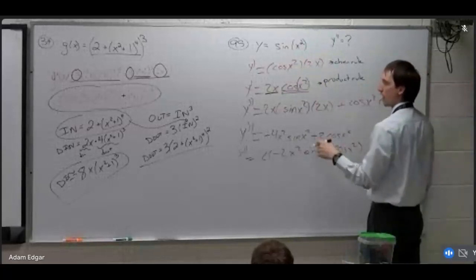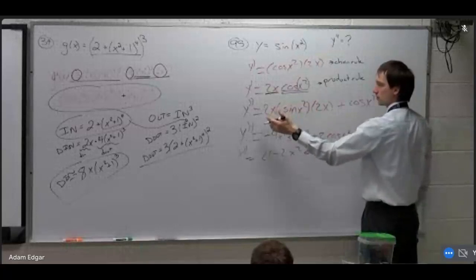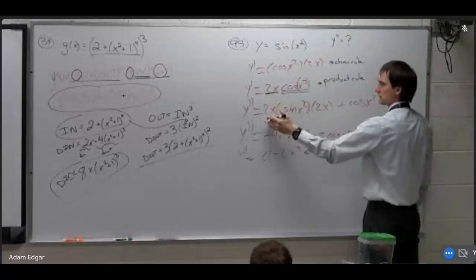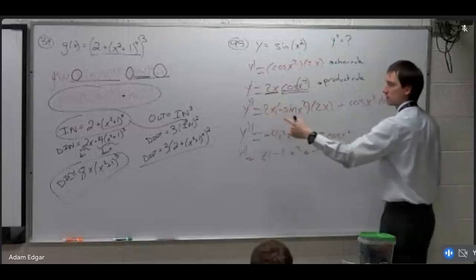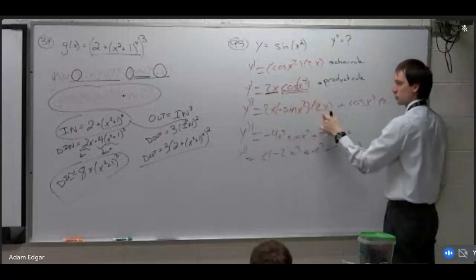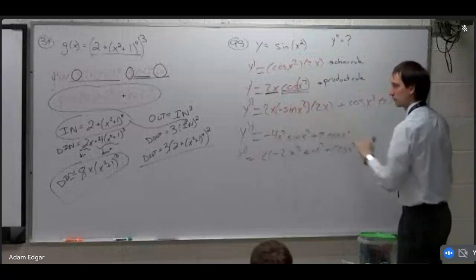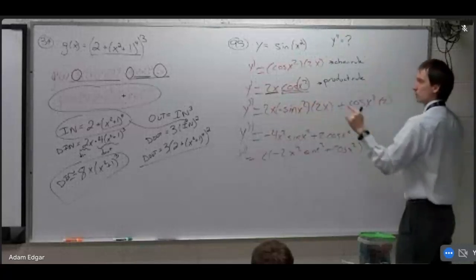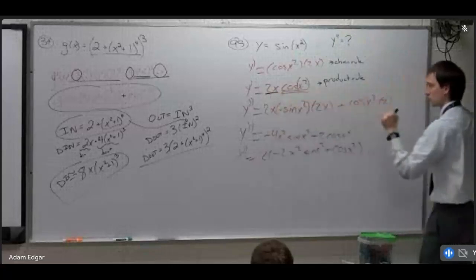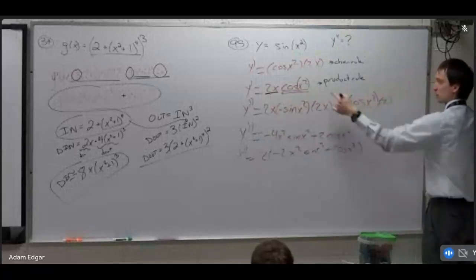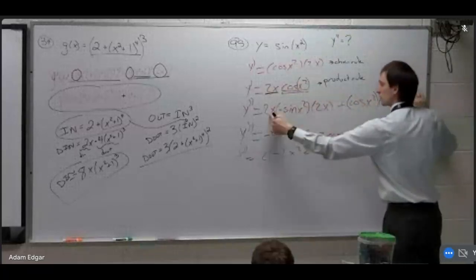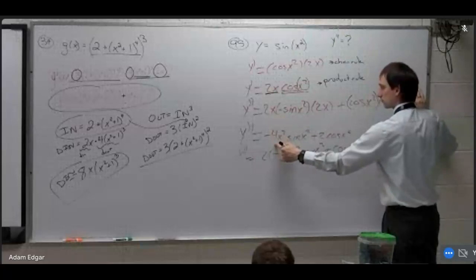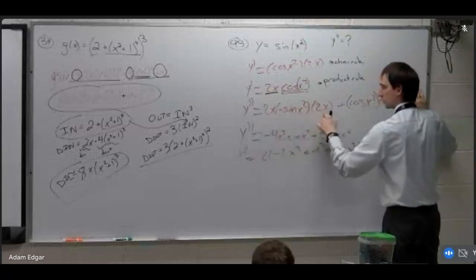And for product rule, this is first times derivative of the second. All right, so first is 2x. Derivative of the second is 2x times negative sine of x squared. And then you've got derivative of the first is 2, times the original second, which was cosine of x squared. Then you can factor out and get, yep, so negative 2x and 2x makes negative 4x squared.